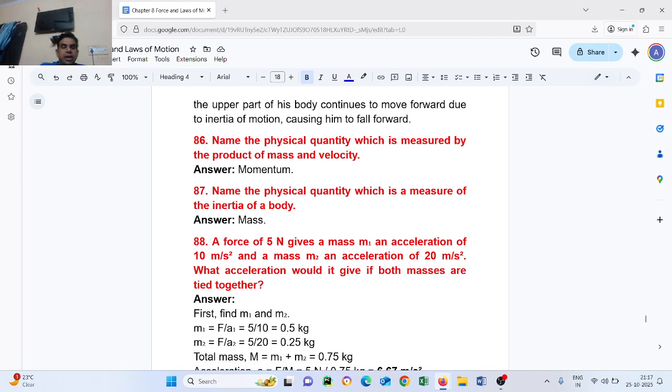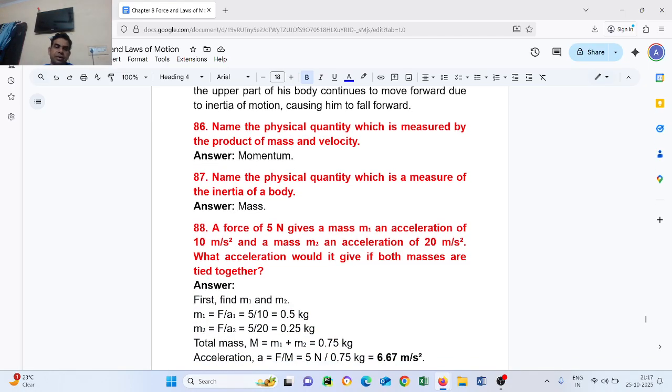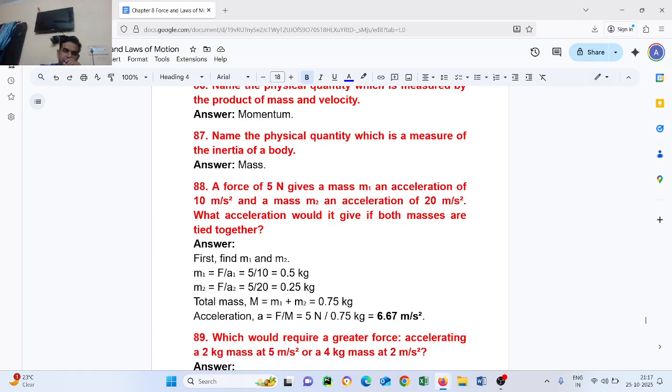Question number 88. A force of 5 Newton gives a mass m1 an acceleration of 10 meter per second square and a mass m2 an acceleration of 20 meter per second square. What acceleration would it give if both masses are tied together? First find m1 and m2.